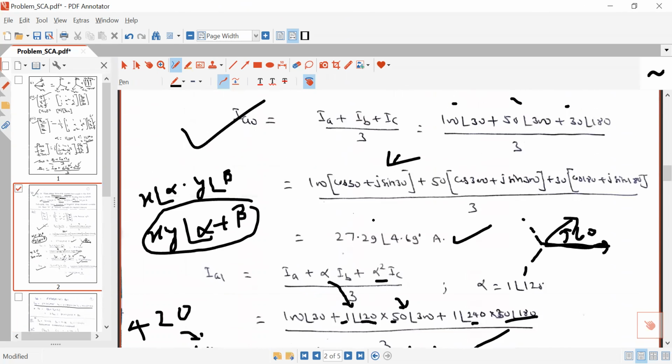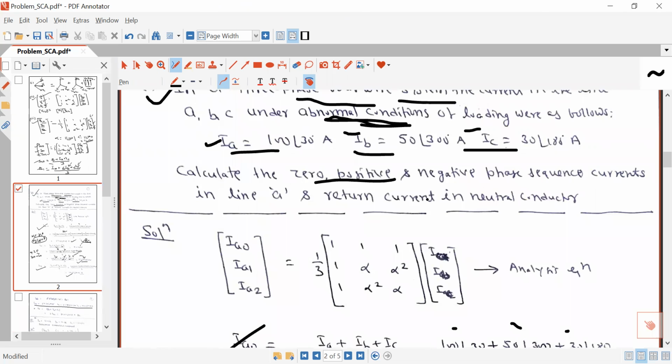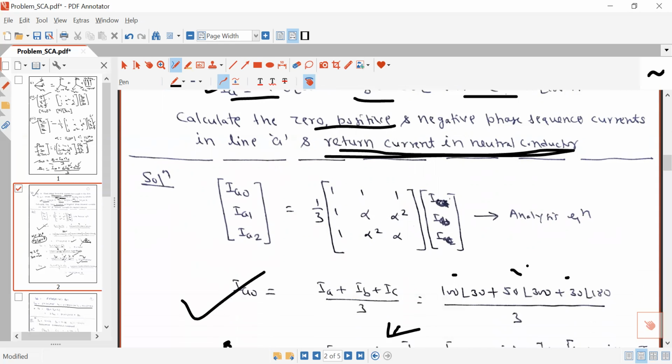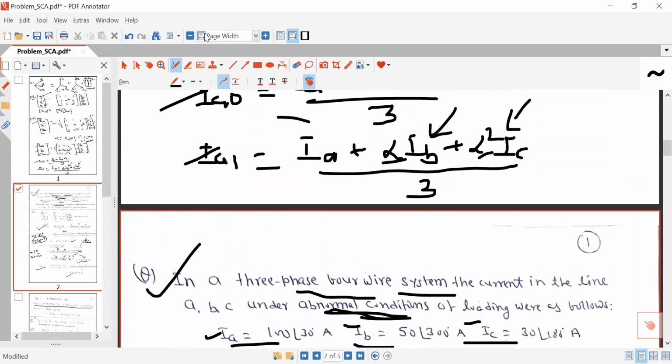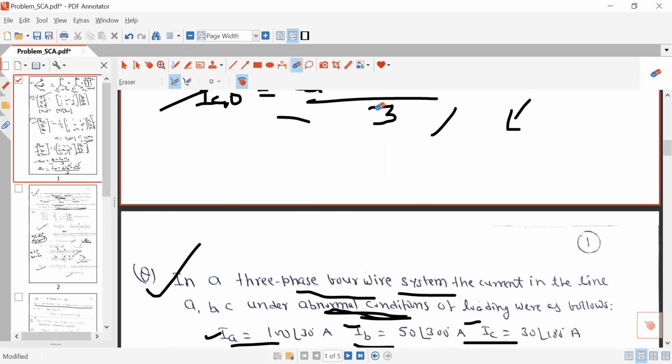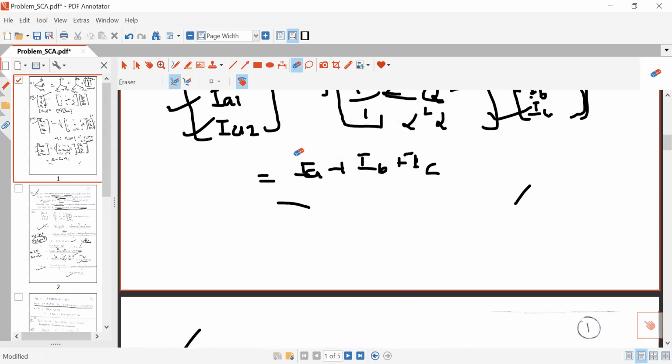Now, in this question, it asks to calculate the return current in the neutral conductor. What will be the value of the neutral current? Suppose this is a star connected system. Then what will be the neutral current?